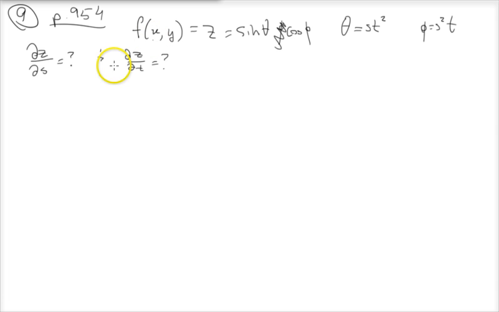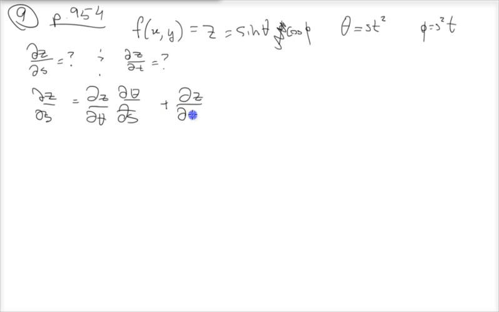So the question asks us to find the partial derivative of z with respect to s and the partial derivative of z with respect to t. First let's start off with the one with respect to s. We'll write the chain rule out explicitly. We'll have del z, del s equal to del z, del theta times del theta, del s, plus del z, del phi times del phi, del s.